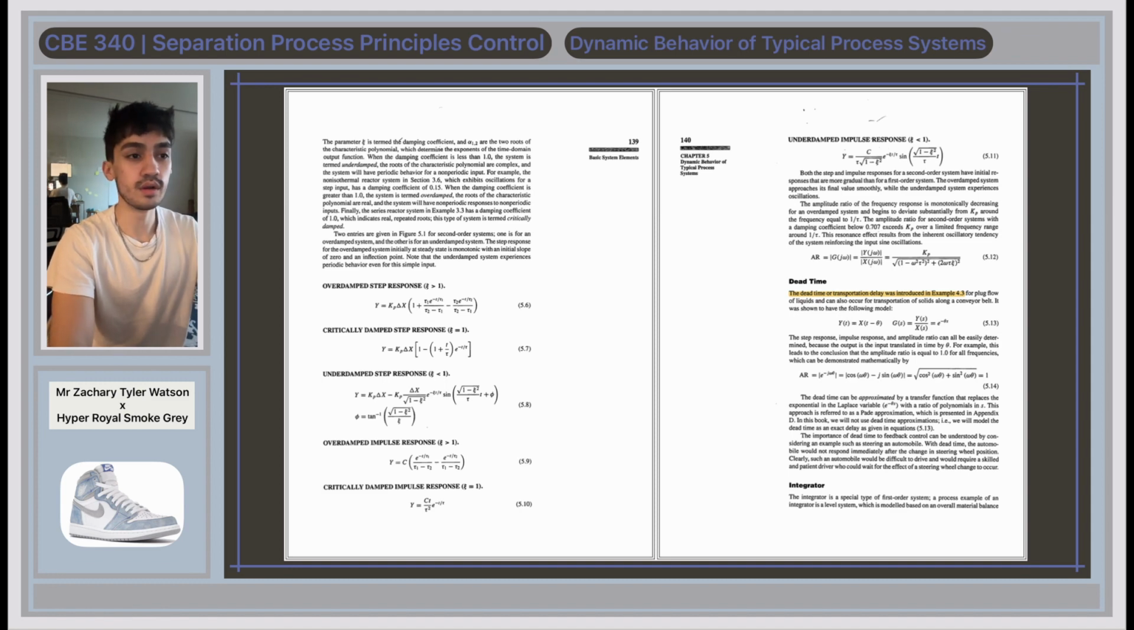Two entries are given in figure 5.1 for a second order system. One is for an overdamped system, and the other is for an underdamped. The step response for the overdamped system initially at steady state is monotonic with an initial slope of 0 and an inflection point. Note that the underdamped system experiences periodic behavior even for this simple input.